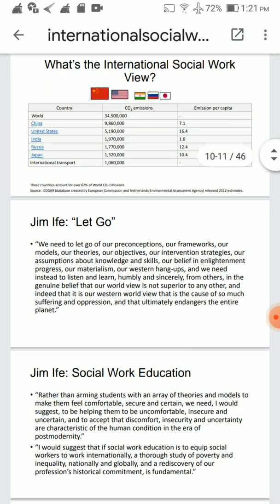According to Gemlet, we need to let go of the preconceptions, our frameworks, our models, our theories, our objectives, our intentions, strategies, or assumptions about knowledge and skills, or belief in enlightenment, progress, materialism or Western hang-ups, and we need instead to listen and learn humbly and sincerely from others, in a genuine belief that Western world views are not superior to any other, and that Western world views are the cause of much suffering and oppression and ultimately endanger the entire planet.